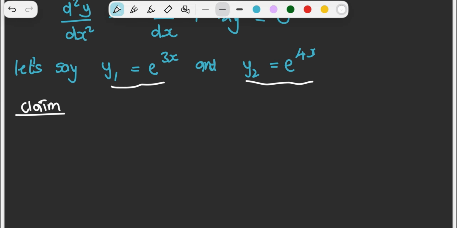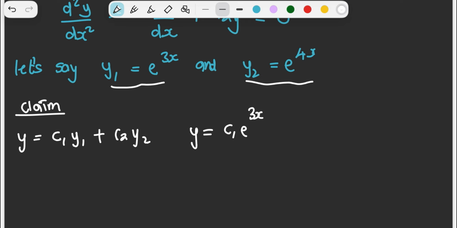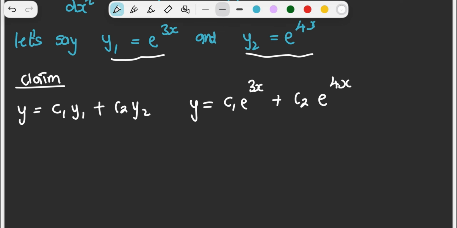So my claim is that if y1 and y2 are solutions, then superposing them, adding them together in a linear fashion, should also be a solution. So c1 y1 plus c2 y2 is my claim. So that implies that y equals c1 e to the power of 3x plus c2 e to the power of 4x will be a possible solution.